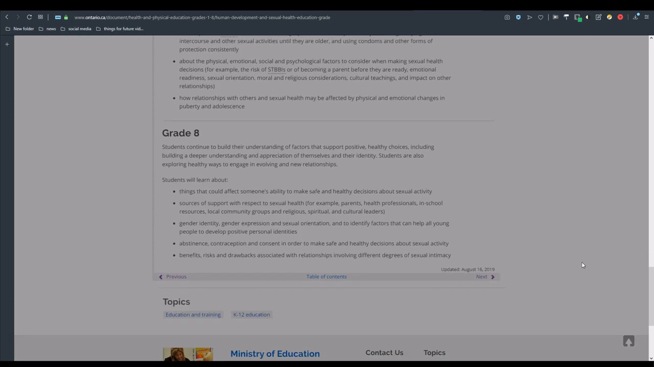Now, in grade 8, they're going to be learning what can affect someone's ability to make decisions about sex. They're going to be learning sexual health support, and gender identity, expression, and sexual orientation. They're going to be learning, quote, abstinence, contraception, and consent in order to make safe and healthy decisions about sexual activity. They're going to be learning the pros and cons of sexual intimacy in relationships, danger assessment in person and online, and problematic substance use, signs, and impact.